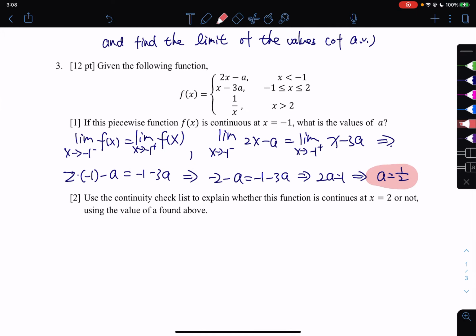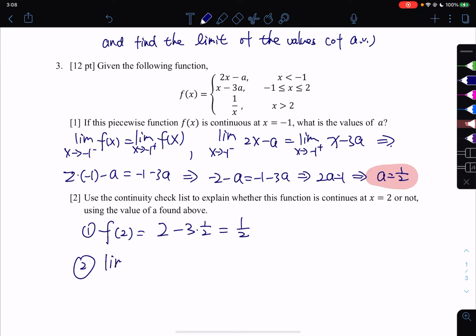Okay, so to explain whether my function is continuous at the point of 2 or not, first of all, I need to find my function value f of 2, which is 2 minus 3 times 1/2, which is 1/2. Secondly, I want to find my limit on the left side of 2. On the left side of 2 means I'm less than 2. It's x minus 3 times 1/2, so it is 2 minus 3 times 1/2, which is 1/2.